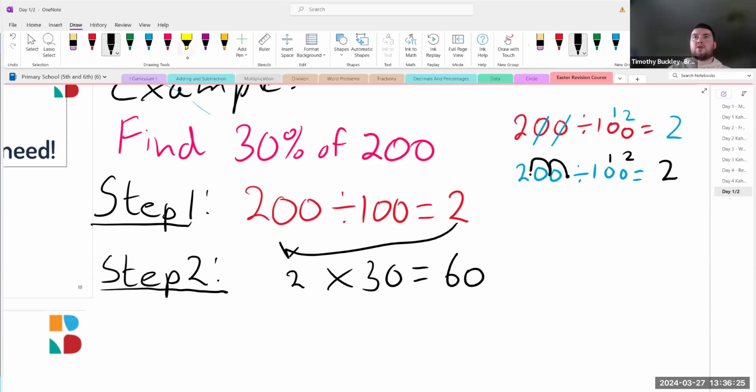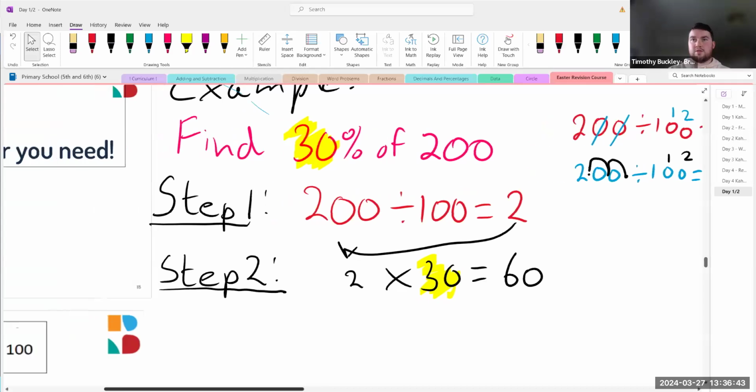We're multiplying by 30. This 30, I didn't pull it out of thin air. It came because we're looking for 30% of something. So that's where it came from. And the 2 came from when we divided 200 by 100, and you multiply it by 30. So 60 is 30% of 200.